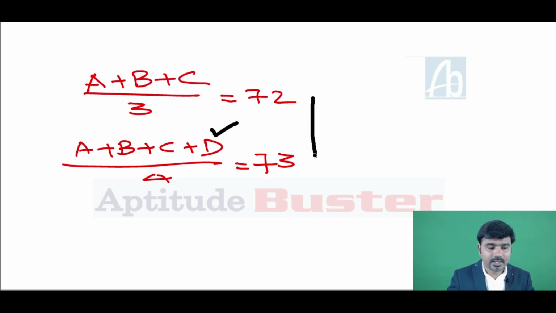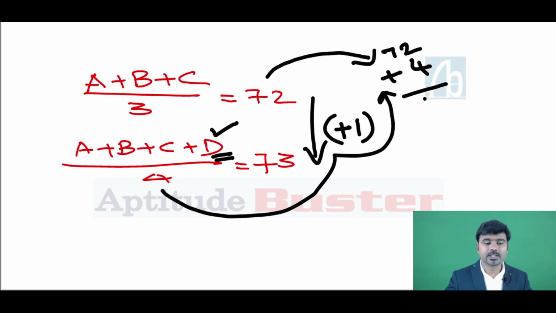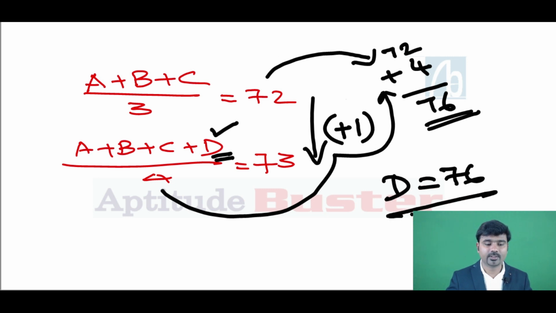Here the average is increased by 1. The average is increased by 1 means the total will be increased by 4. It is not 4, it is increased by 4. That means the D value should be 4 more than the previous average. What's the previous average? The previous average is 72. 72 plus 4, 76. Have you understood? Directly you can get the D value as 76.